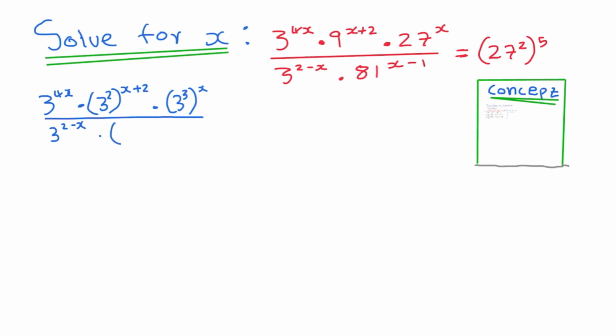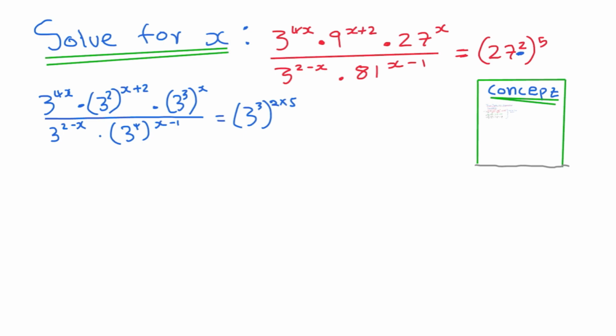Now 81, when you change it to the prime base, it's also going to be what? It's going to be 3 to the exponent 4. Then you're going to say x minus 1. Then you say equal to 27 in itself. When you change it to a prime base, it's going to be what? 3 to the exponent 3. Then you close. That 2 on the exponent is going to be here, and it's going to multiply the 5 outside. Clear? Then when you solve now, obviously when the prime bases are the same, you just add the exponents.